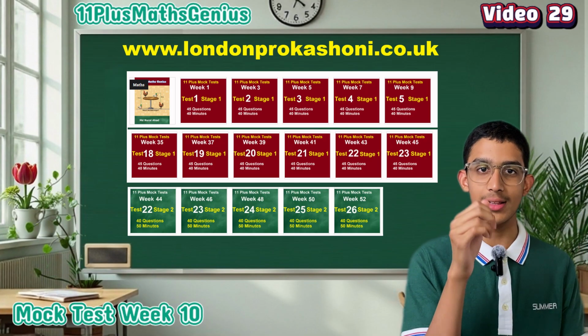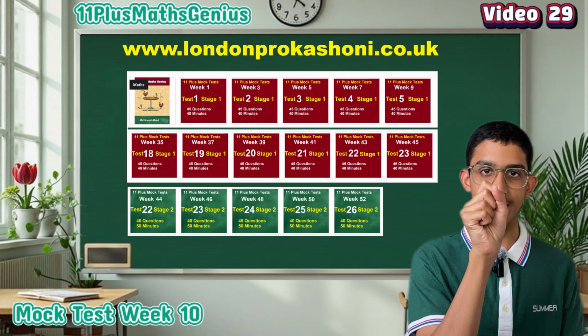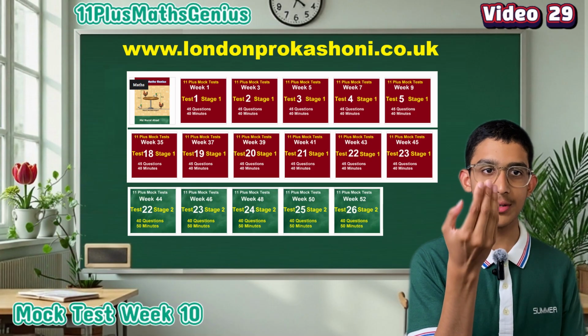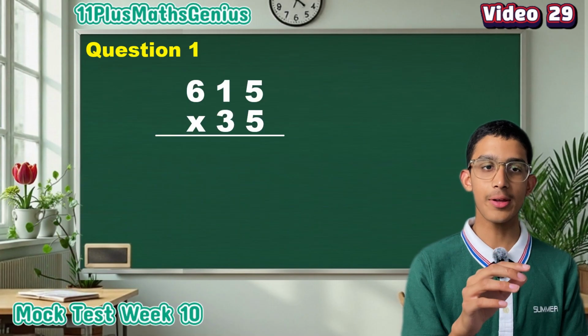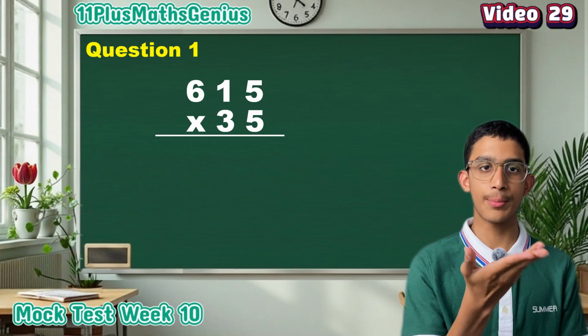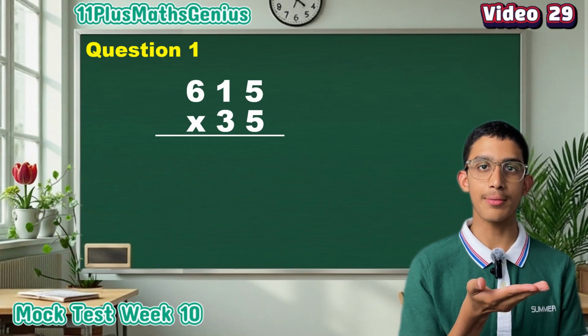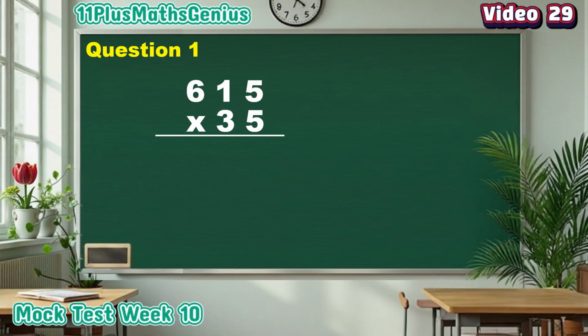Now, let's solve it and see if you answered all of them correctly. Question 1. 615 multiplied by 35. It's pretty easy. We just multiply by 5, then 3. Let's multiply by 5 first.